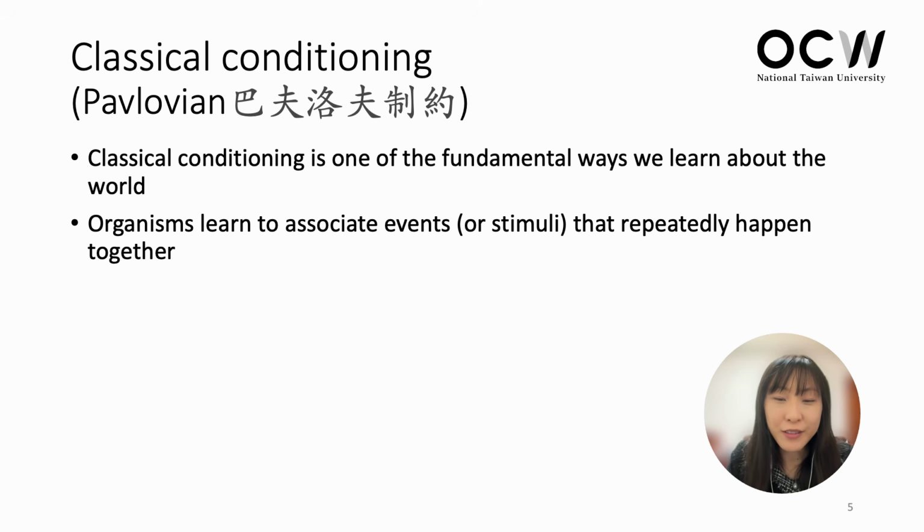Classical conditioning is one of the fundamental ways we learn about the world. It helps explain why we hate the sound of our morning alarm, or why we are anxious about an upcoming exam. So organisms will learn to associate events or stimuli that always happen together. In Pavlov's study on classical conditioning, he found that dogs are more able to associate the bell with food after repetition.